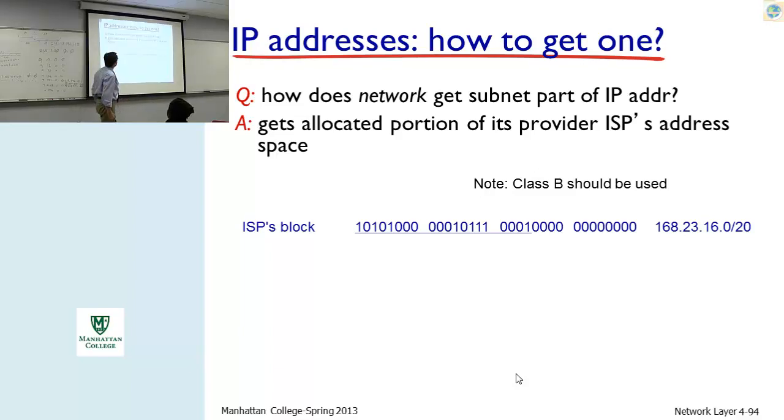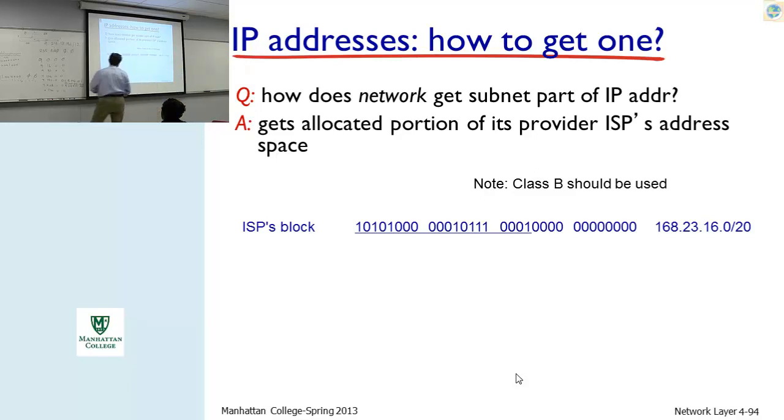The next question is, how do you get a bunch of IP addresses? You get a block of IP addresses for your network. For example, Manhattan College goes to a network provider and says, give me a block of IP addresses. Then from that block, Manhattan College decides that it needs so many subnets and so many hosts, and then does this division.